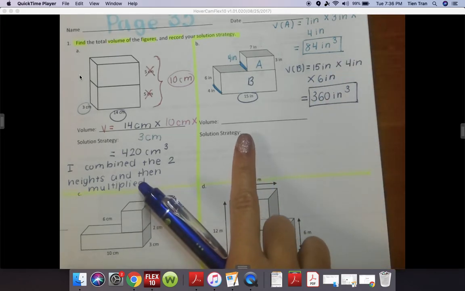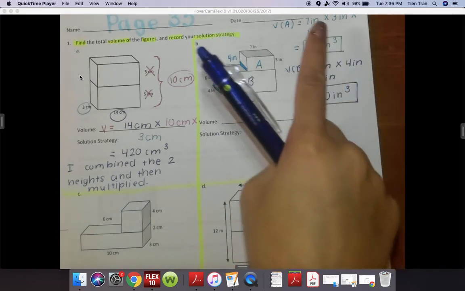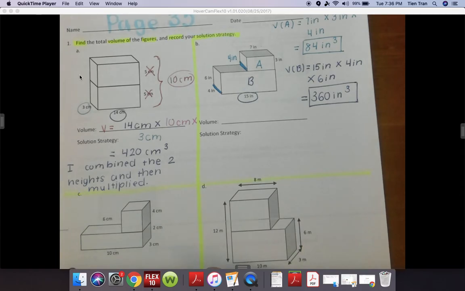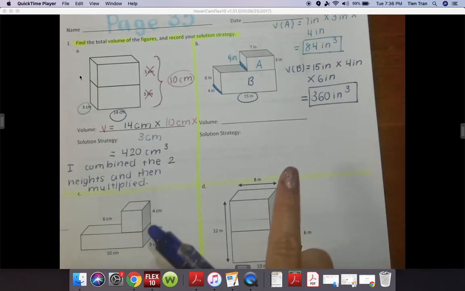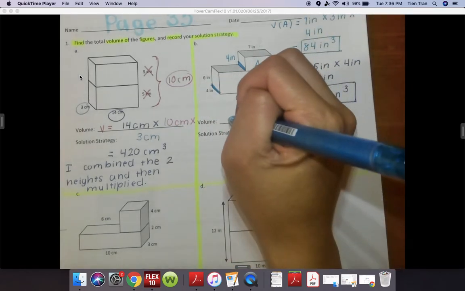Now, right here, they want me to find what I did in order to find the volume for the whole entire thing. So in order to find the whole entire thing, what I'm going to do is I'm going to multiply 84 inches, which is this number right here.